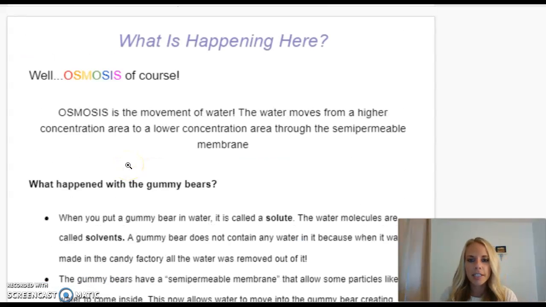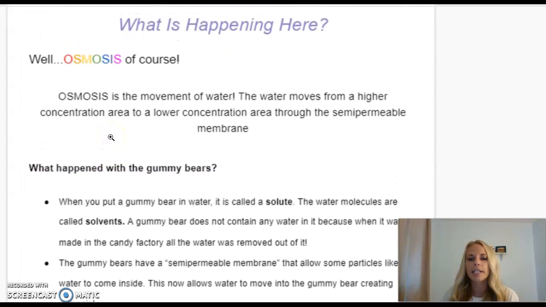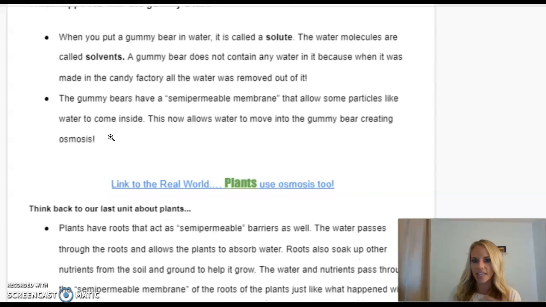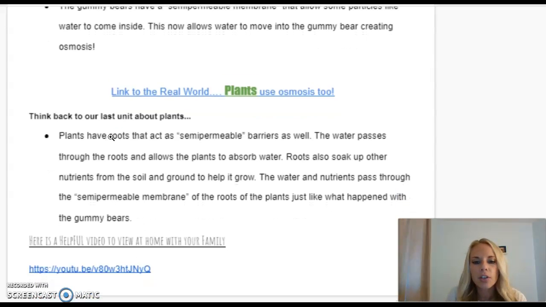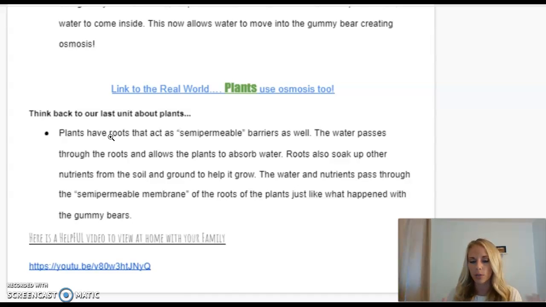And then I created this handout, which would then go in their scientific notebooks, explaining what osmosis actually is, what's occurring, what happened to those gummy bears, and then linking that to the real world, relating it to plants. So I would do this unit after I did my plant unit, and how we just created and grew plants from seeds. And so relating that osmosis effect to the plants, I think would really help the students make those real world connections and have everything come full circle.